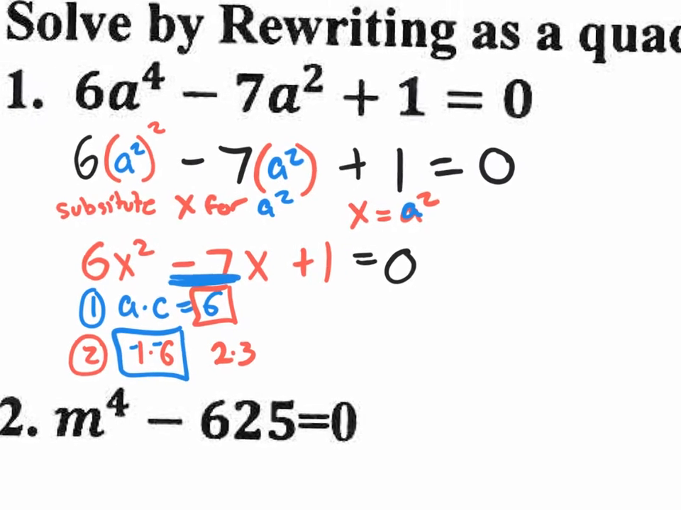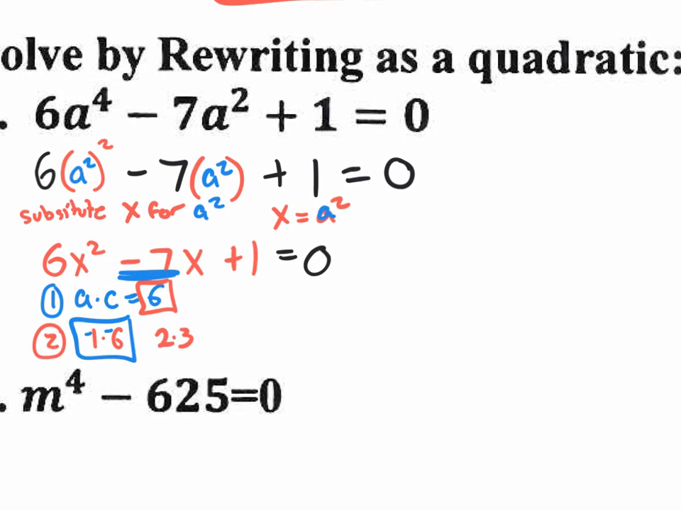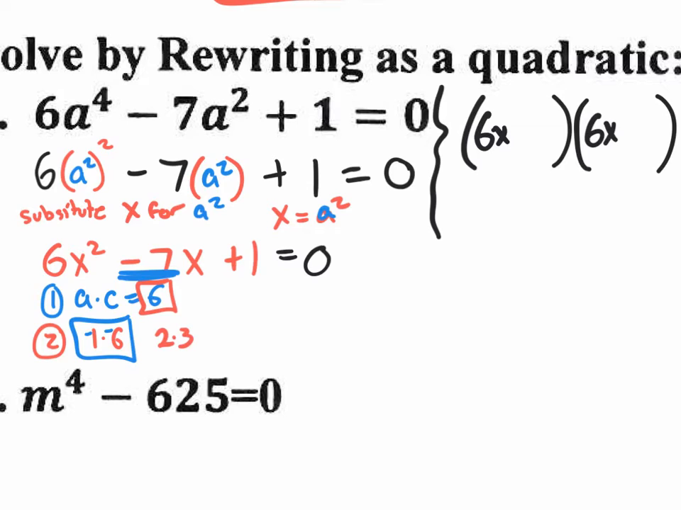Step 3 is to plug it into your factored form answer format. Parenthesis, with the ax term. So our a value happens to be 6, and the x value is x. So we're going to go 6x and 6x. And what do we put in these blank spots right here?